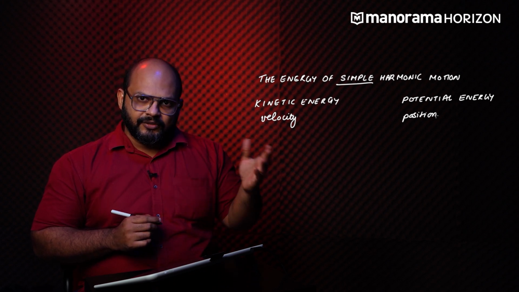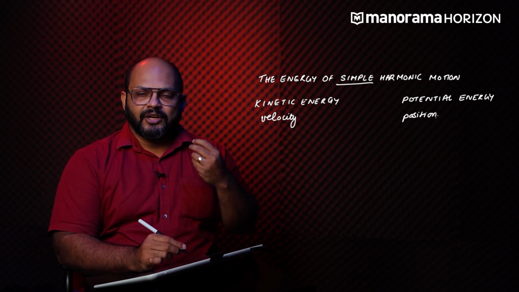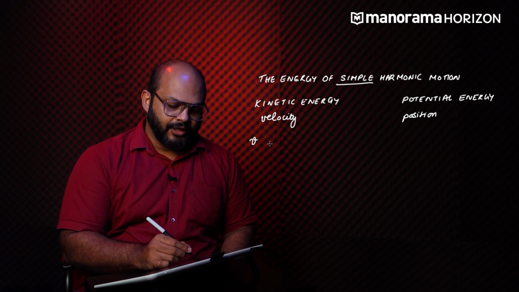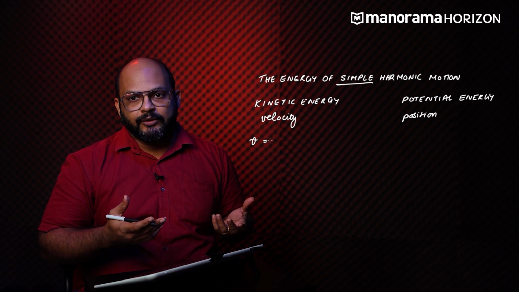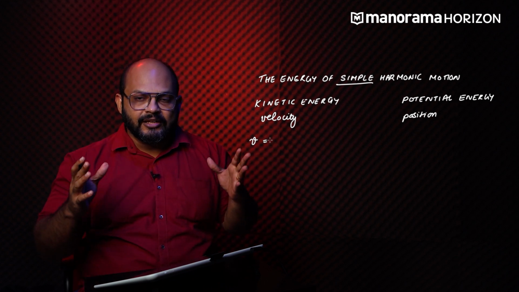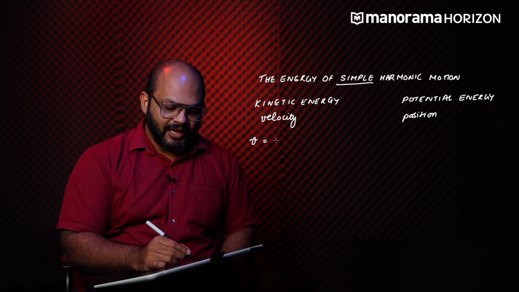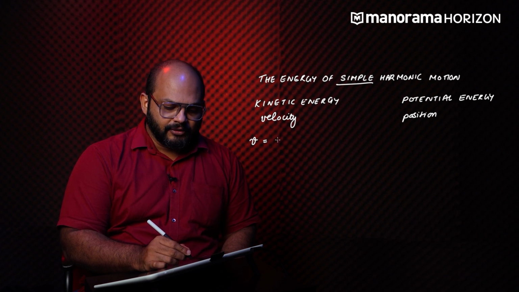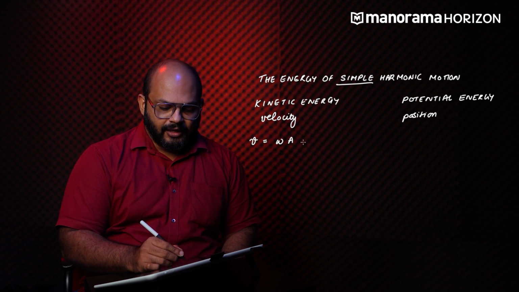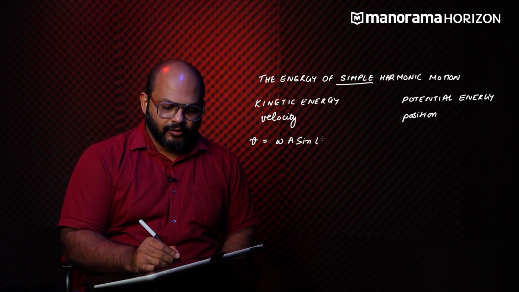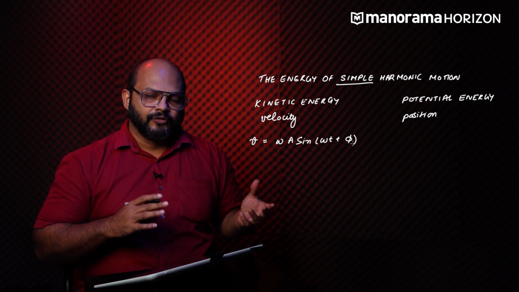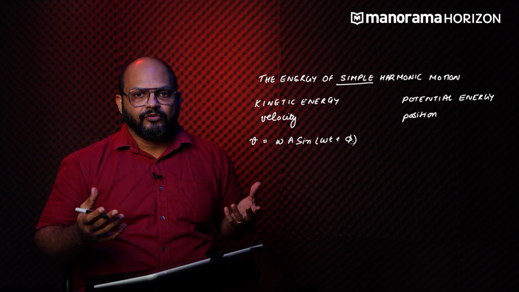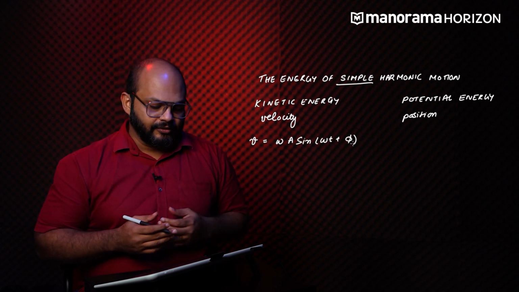As we saw in the previous sections, for a system which is undergoing SHM, the velocity of the object is a function of time, it is a function of the angular frequency, and it is a function of the radius through which the object is moving. So we have the relation velocity v = ωA sin(ωt + φ), where ω is the angular frequency of the system, A is the radius of motion, and sin is the sine ratio.